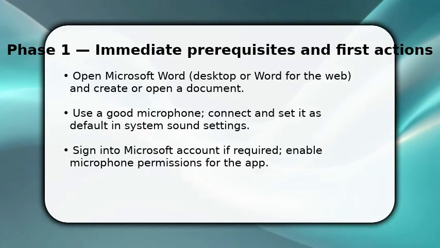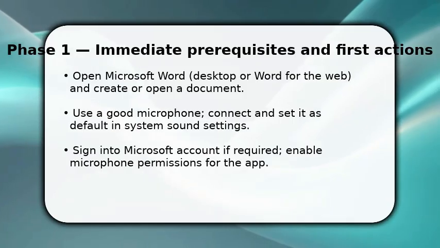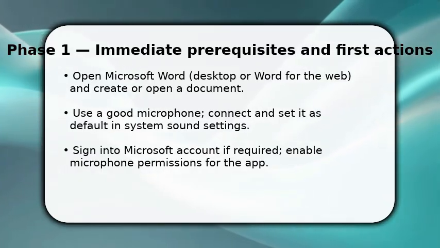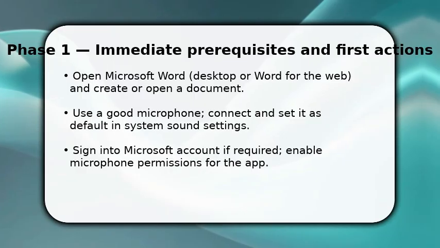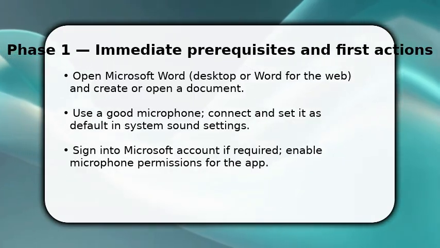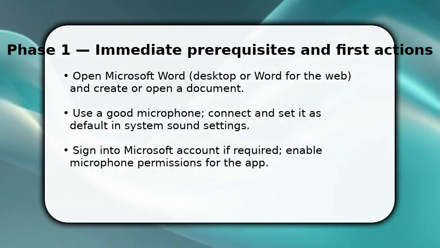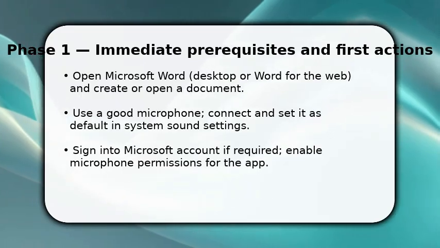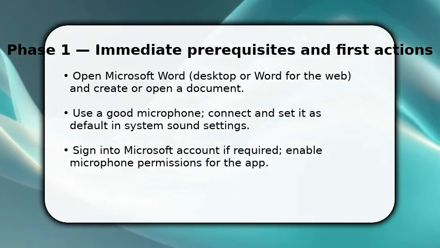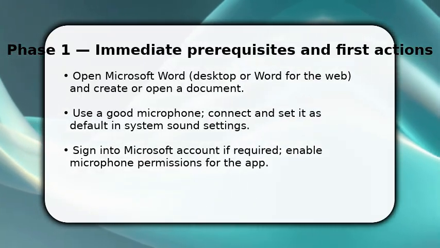You'll begin by opening Word and positioning the cursor where you want text. Make sure your microphone is connected and set as the system default so Word hears you. If you're on the web, sign into your Microsoft account and allow microphone permission when prompted. Once done, go to the Home tab and look for Dictate. That's the voice typing entry point.